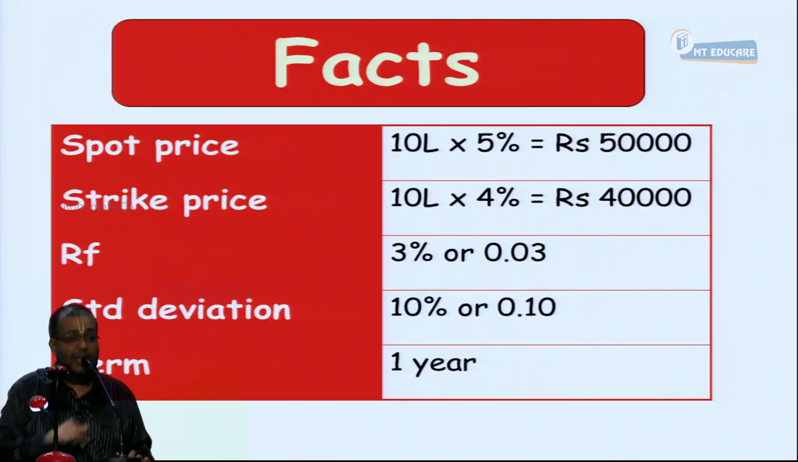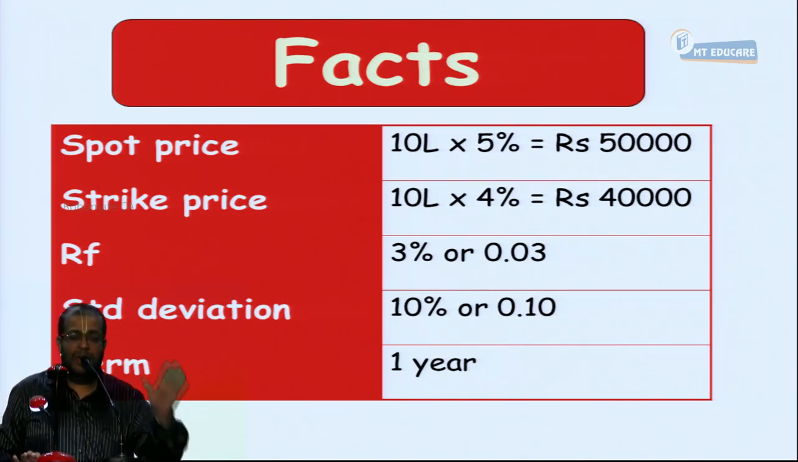What is D2? D1 minus sigma into square root of t. NTD1 is the normal table value of D1. NTD2 is the normal table value of D2. ND1 is what? 0.5 plus or minus NTD1. ND2 is 0.5 plus or minus NTD2.